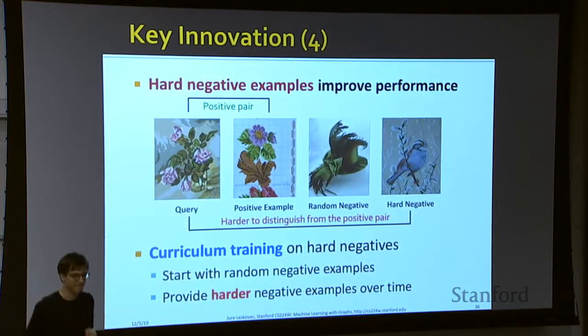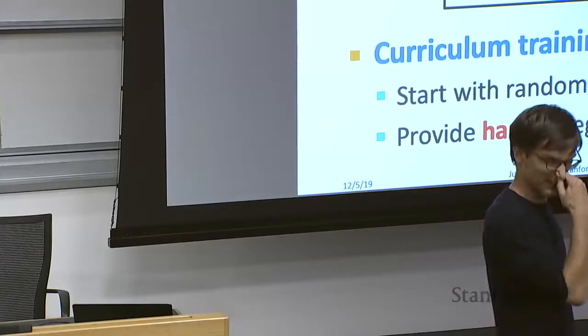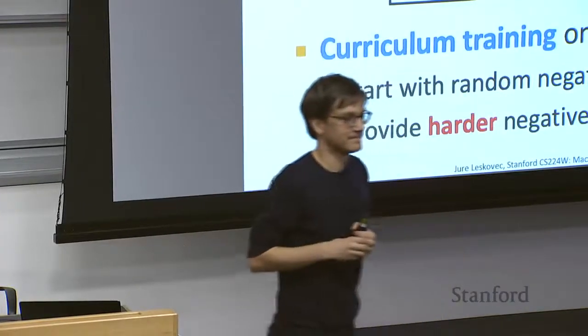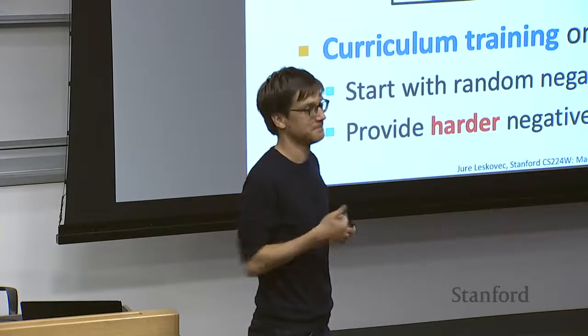Yes? If we're basically using random walks as a way to label our positive versus negative examples, have we seen as a baseline how much random walks will do, like how well they'll do on recommendation?